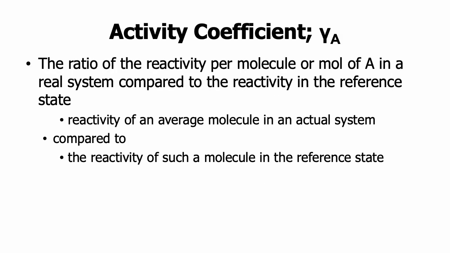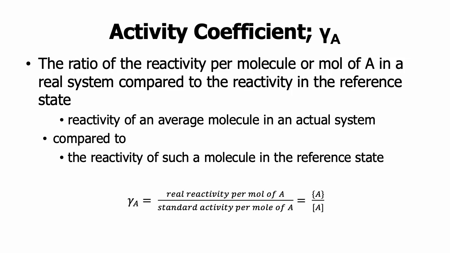The activity coefficient is simply defined as gamma sub A for a compound A, and it's equal to the reactivity of A in the real or actual system where we have shielding effects due to ionic strength, compared to that of an ideal system or our reference state. Simply put, the activity coefficient is defined as the activity divided by the concentration under the standard state.